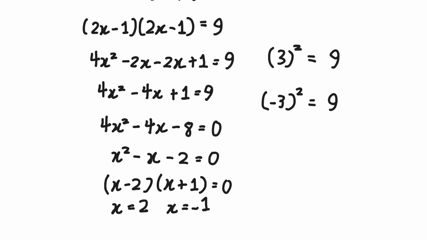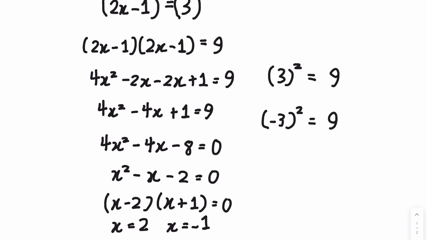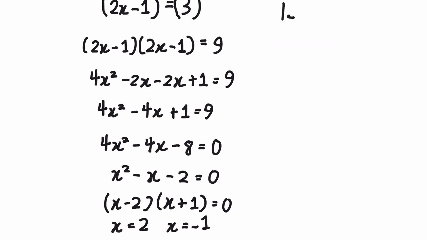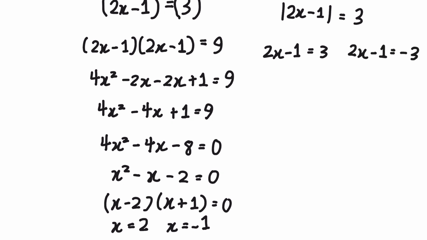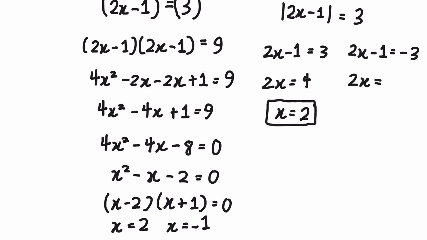Okay, so let's do it with the normal way we did first. The equation was originally 2x minus 1 equals 3. Let's do 2x minus 1 could equal 3, or 2x minus 1 could equal negative 3. 2x equals 4, so x equals 2, and here 2x would equal negative 2, and x would equal negative 1.